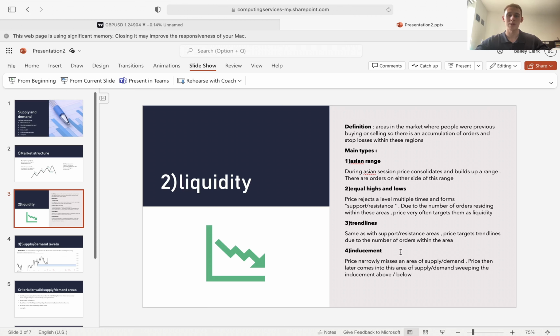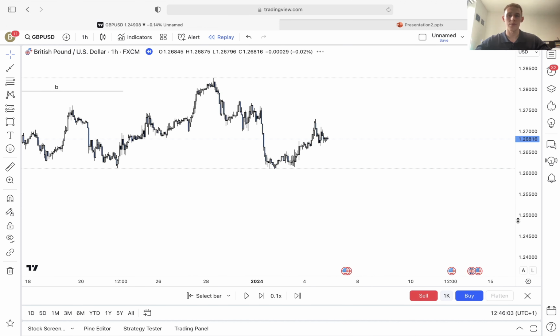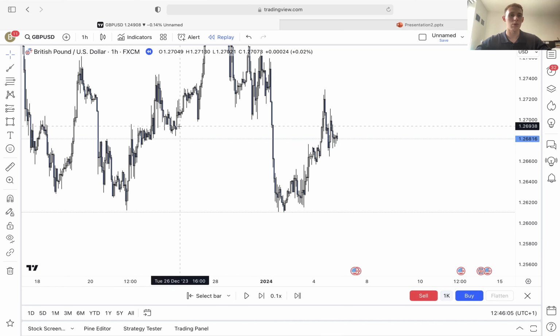Plus or minus a few hours. And basically what happens in Asia session is price normally begins to consolidate, and it will be very corrective in nature, particularly on pound and US dollar pairs. So let's get an example of this.